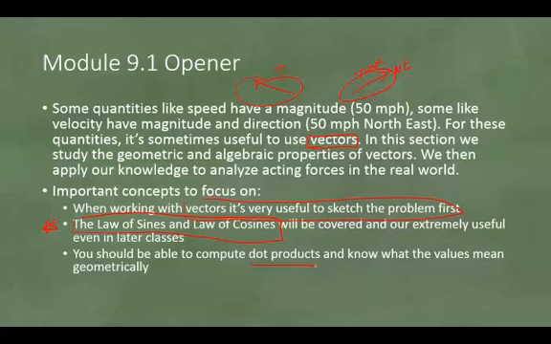Another thing you should focus on is the dot product. And you'll see what I mean when we get to that.